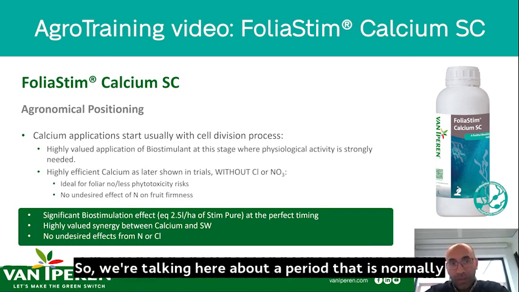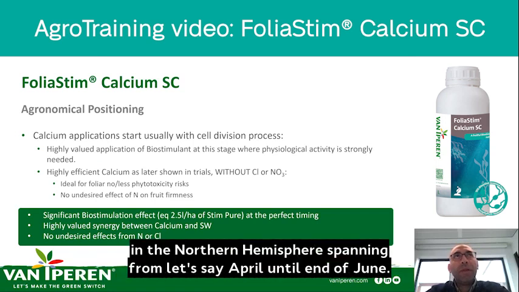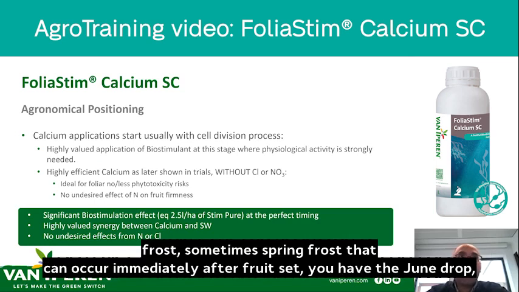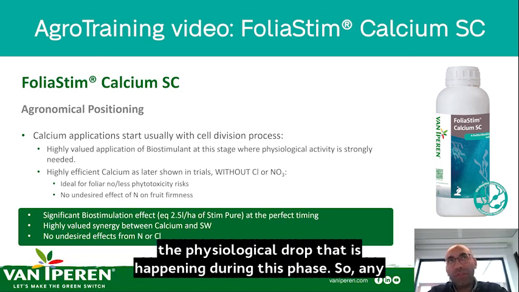So we are talking here about a period that is normally, in the northern hemisphere, spanning from, let's say, April until end of June. And during this period, you are also prone to the strongest abiotic stress episodes. I'm thinking about heat waves. I'm thinking about frost, sometimes spring frost that can occur immediately after fruit set. You also have the June drop, the physiological drop that is happening during this phase.